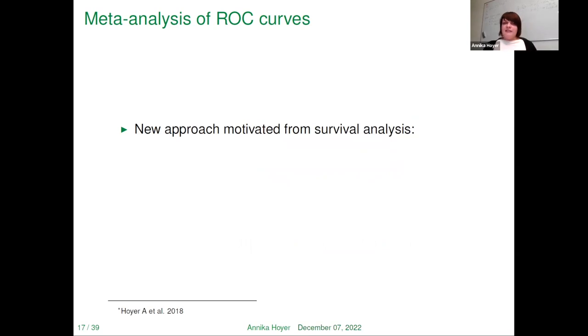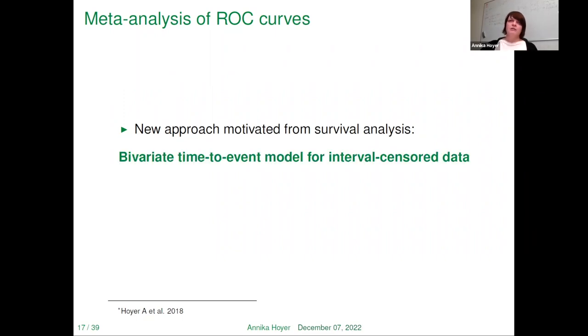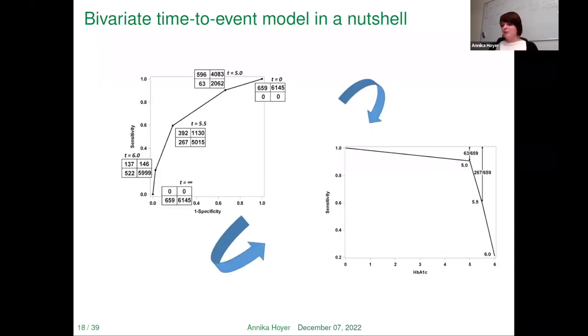For this kind of data set, we have developed a new approach, and this new approach is motivated from survival analysis. So we transferred methods that are applicable in the context of survival models to the situation of the meta-analysis of diagnostic test accuracy studies. And finally, we developed a model based on bivariate time-to-event distributions, and we also used so-called interval-censored data. This model I would like to present to you in short, and I would like to focus on the general idea behind the model.